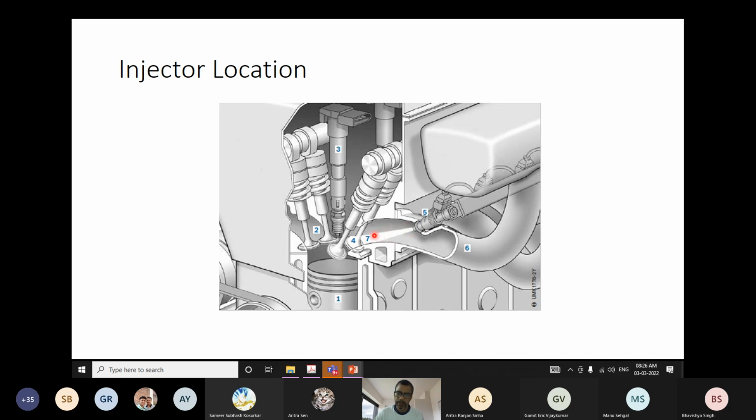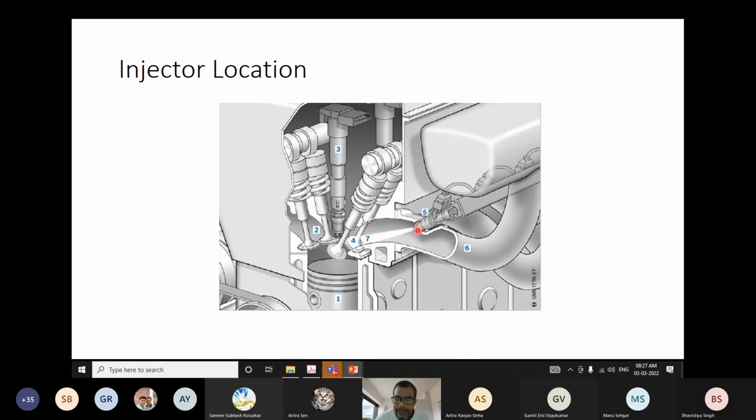So whatever jets are coming out from here, the fuel droplet size in MPFI varies around 100 to 120 nanometer. Am I right? No, it's not nanometer, it's micrometer. 100 to 120 micrometer. Because fuel droplet size is going to depend on the fuel injection pressure.